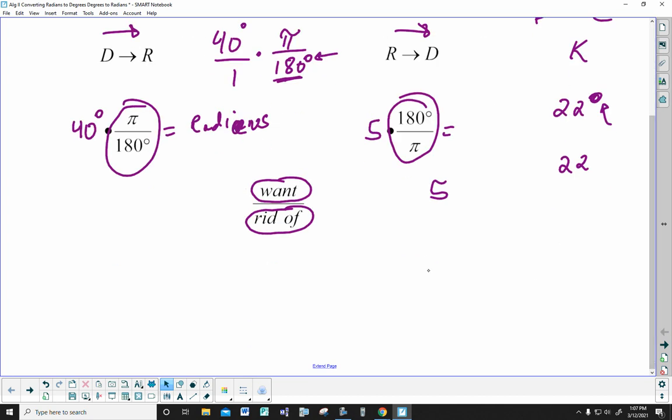If you had 4 pi, notice there's no degree symbol with it, or 8, there's no degree symbol with it. So this is times, what I want to get rid of are radians. This doesn't have a degree symbol, so that goes on the bottom, because that's what I want to get rid of. What I want are degrees, so degrees go on top. What you want to get rid of is on the bottom, what you want to get is on the top. So let's try it.